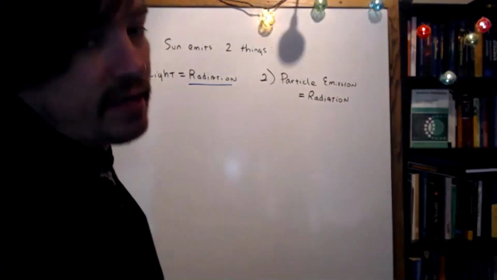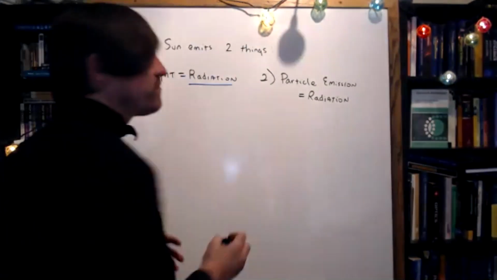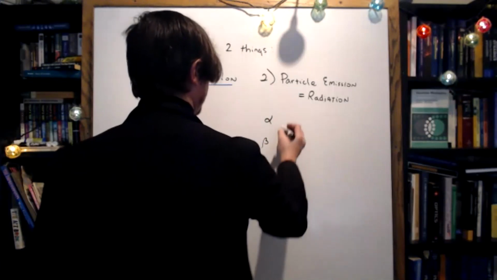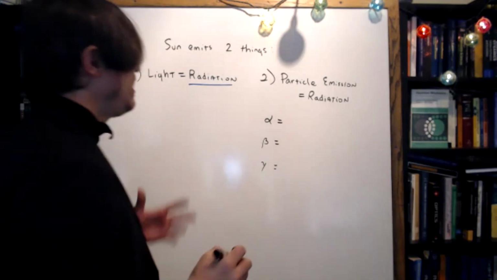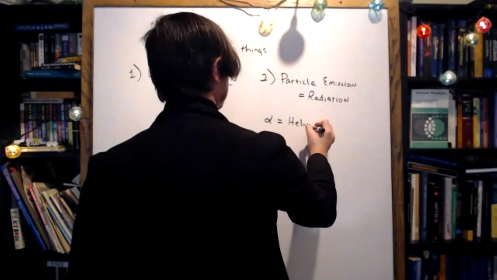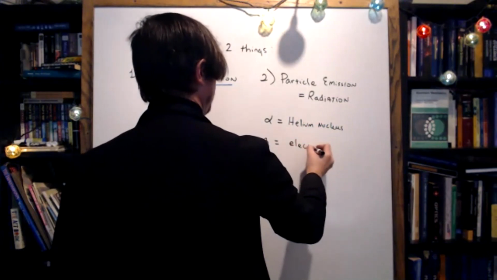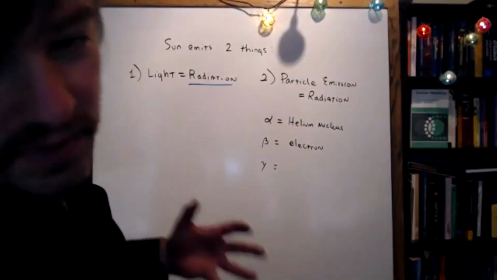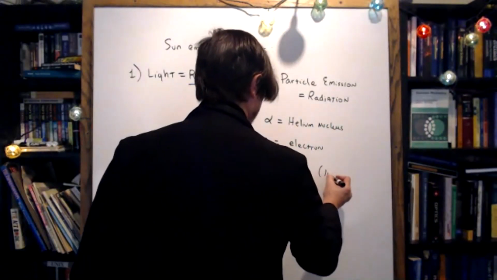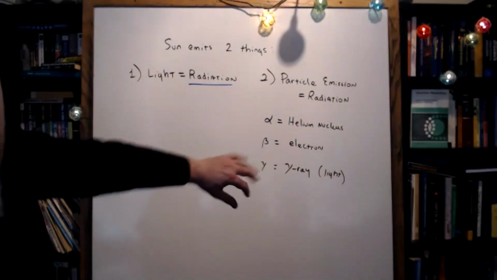In particle emission, Madame Curie discovered three types of particles that were emitted by radioactive objects: alpha, beta, and gamma rays. An alpha particle turned out to be a helium nucleus. A beta particle turned out to be an electron. And in a particularly upsetting mixture of the two, gamma radiation turned out to be a gamma ray, which is a form of light. So radiation can mean particle radiation. It can also mean light.